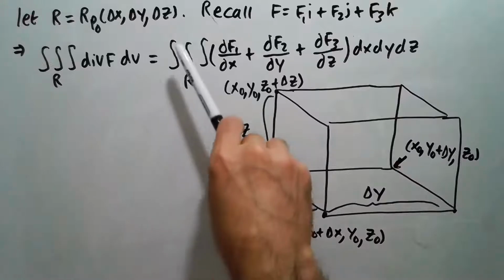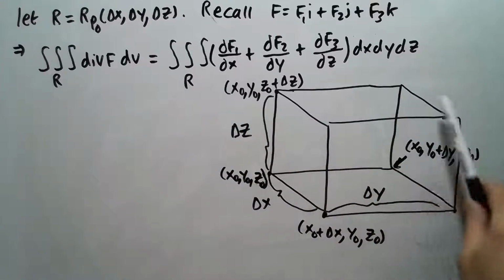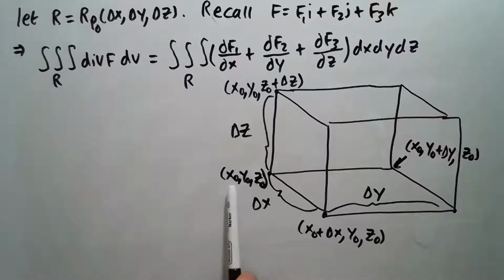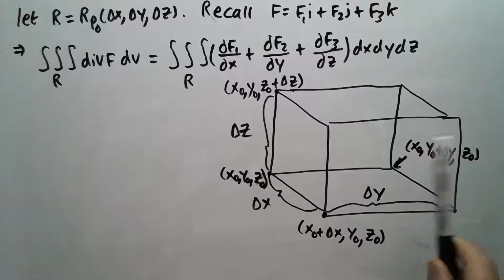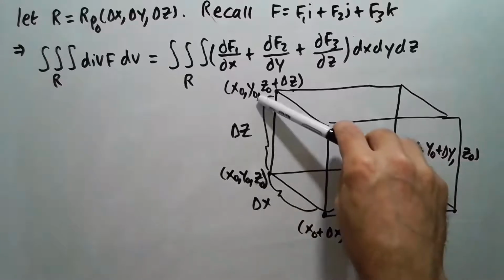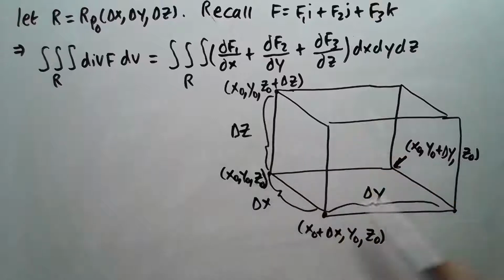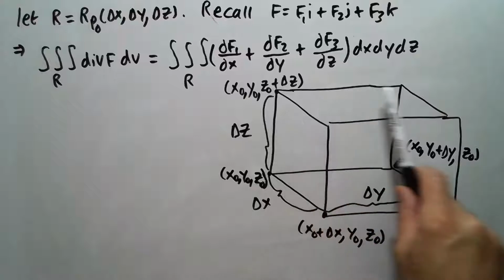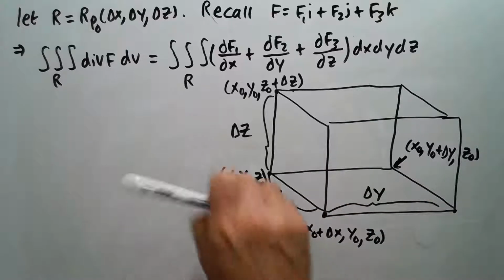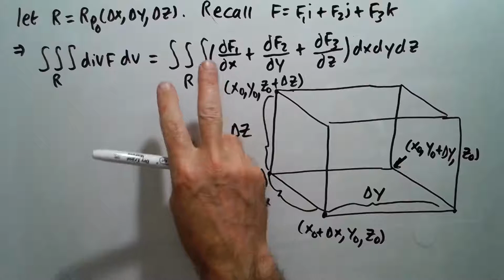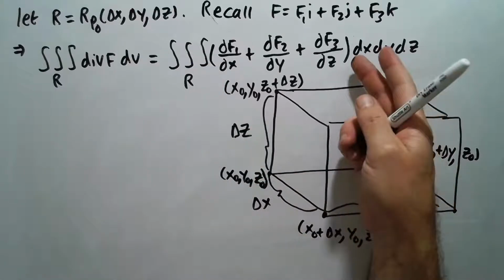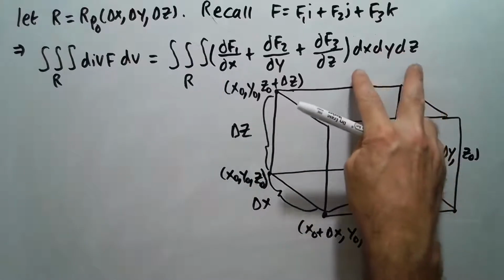And I'm doing the triple integral over our rectangular box here. So x is going to go from x0 to x0 plus delta x. y is going to go from y0 to y0 plus delta y, and z is going to go from z0 to z0 plus delta z. So that's going to be my limits on my triple integral here. And since we're integrating over a box, I can change the order of the integration around, so I can put y first and then x if I wanted to. Let's just keep it like that for now.